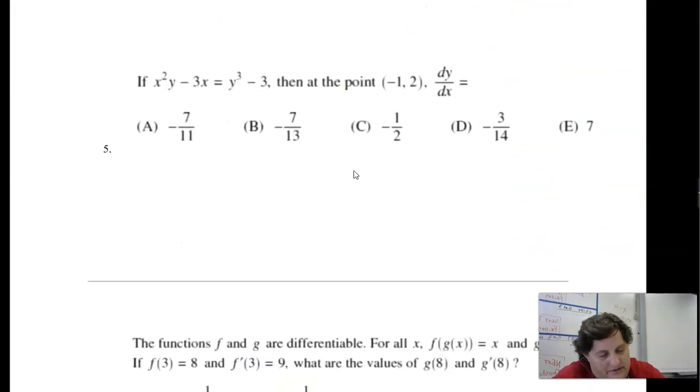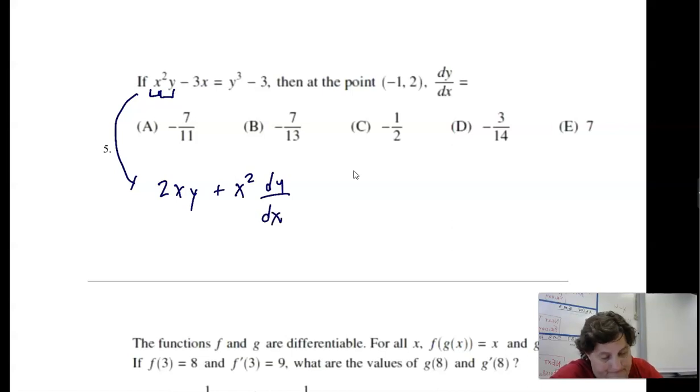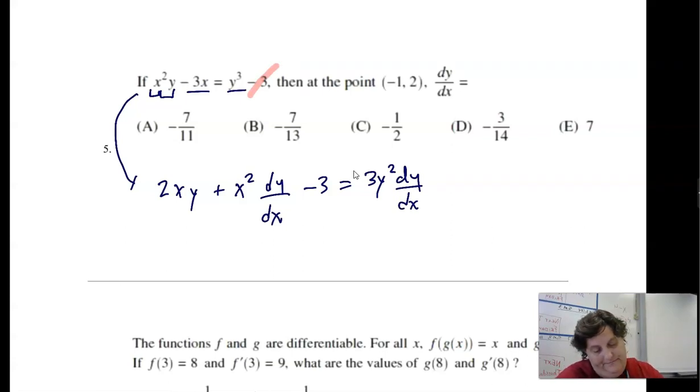Awesome. Here's another implicit problem. This is going to start with a product rule right here. Derivative of the first times the second, plus the first times derivative of the second. The derivative of negative 3x is negative 3. And then on the other side of the equals, the derivative of y to the third is 3y squared dy/dx. And the derivative of negative 3 is 0.